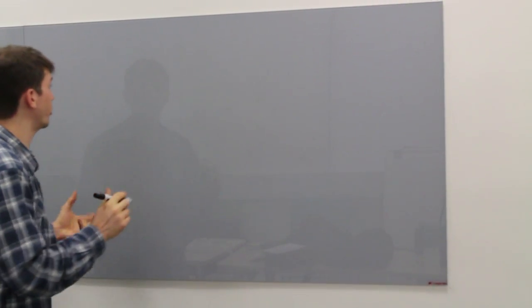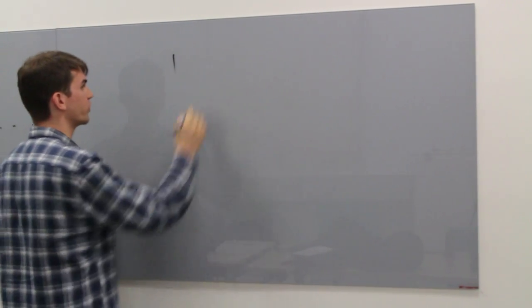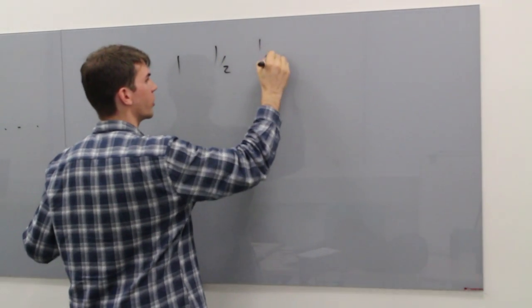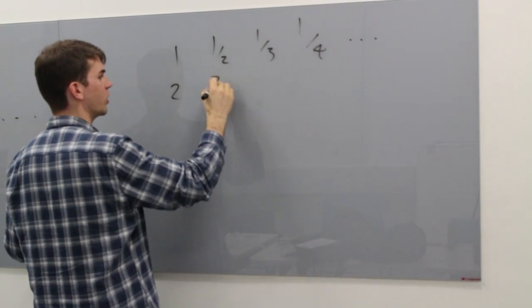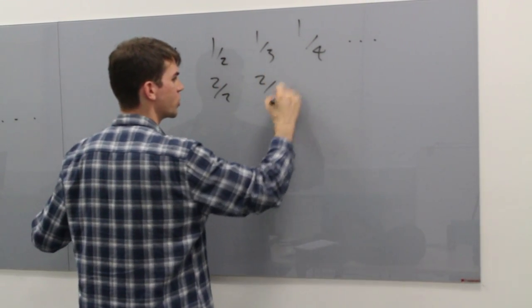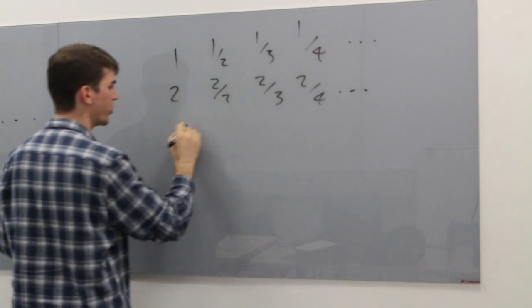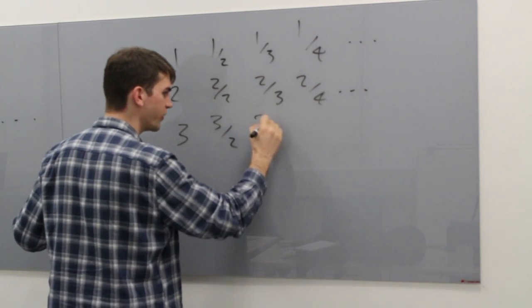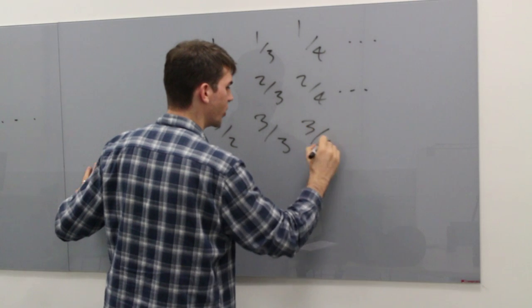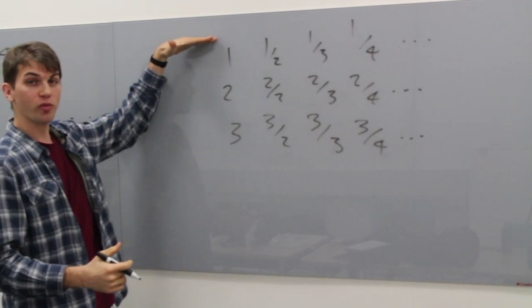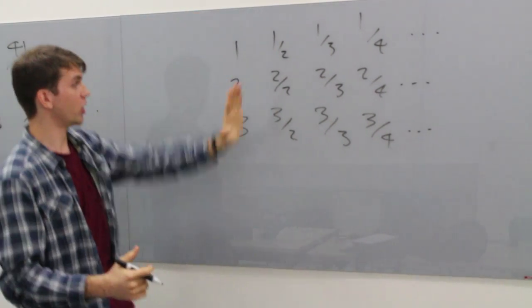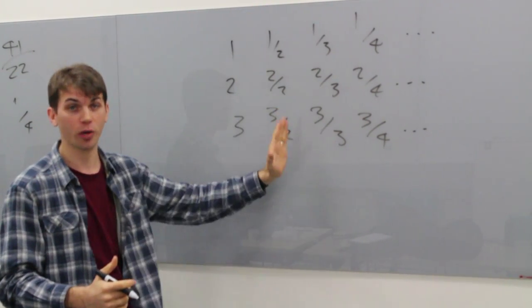So I'm going to write all of the fractional numbers on the board. So here's 1. A half, a third, a quarter, etc. And then 2, 2/2, 2/3, 2/4, etc. And then 3, 3/2. You get the idea? I'm just writing them on the first row. I'm using 1 in the numerator, and in the second column, I'm using 2 in the denominator, etc.